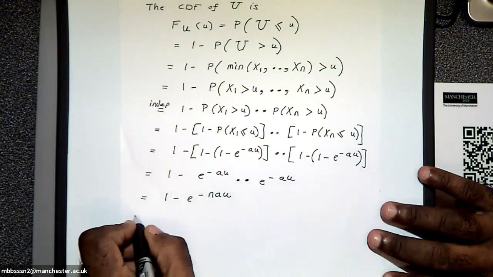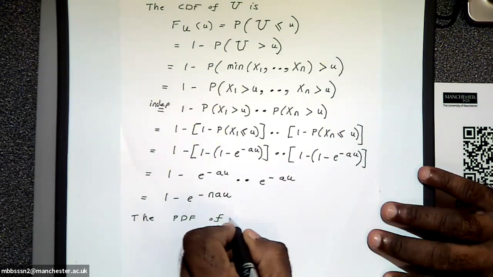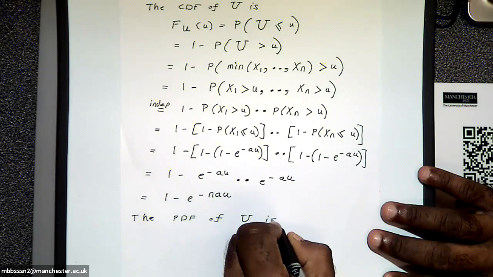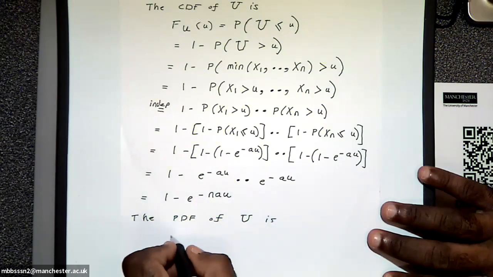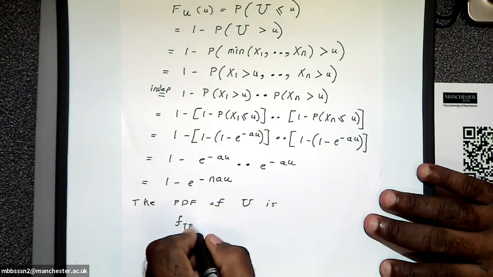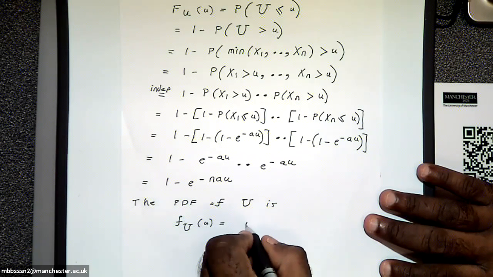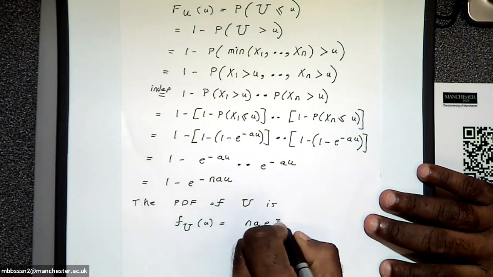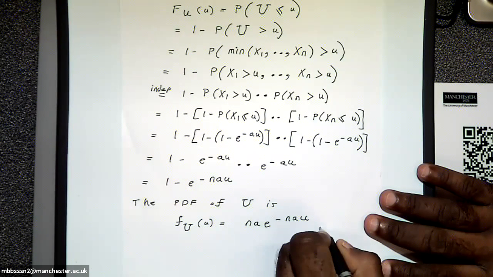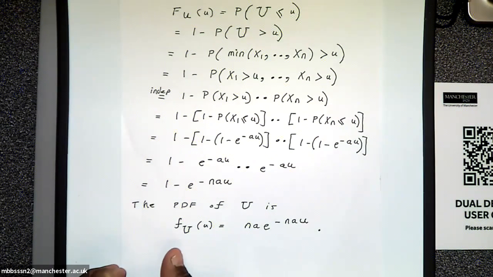Now to find the PDF of U, you just differentiate this with respect to u, right? So if you do that, you should differentiate this with respect to u, and you get n a e to the minus n a u. All right, guys, so that completes the first part of example 1. Any questions so far?